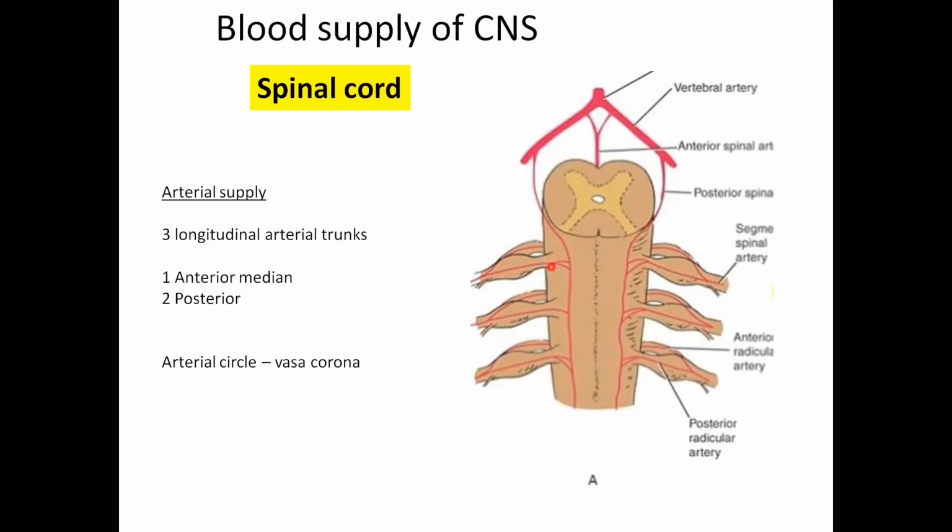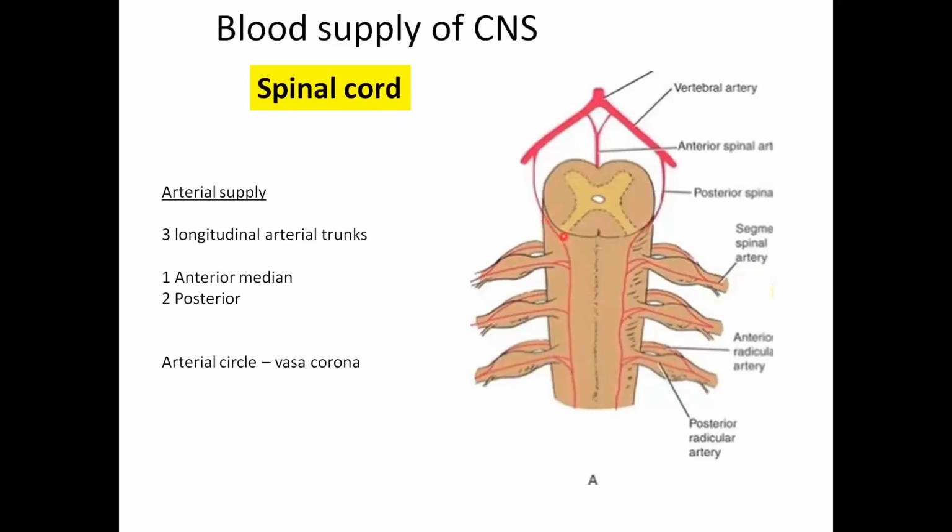For example, the cervical segment of the spinal cord will receive its blood supply from branches that come from the ascending cervical and deep cervical arteries. The thoracic segment from branches of posterior intercostal arteries. The lumbar segment of the spinal cord gets its blood supply from branches of lumbar arteries. The sacral segment of the spinal cord from the lateral sacral arteries. And these are all called segmental arteries.